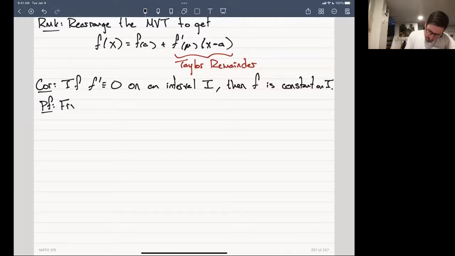So let's say fix any a in my interval, and let x in I be arbitrary.